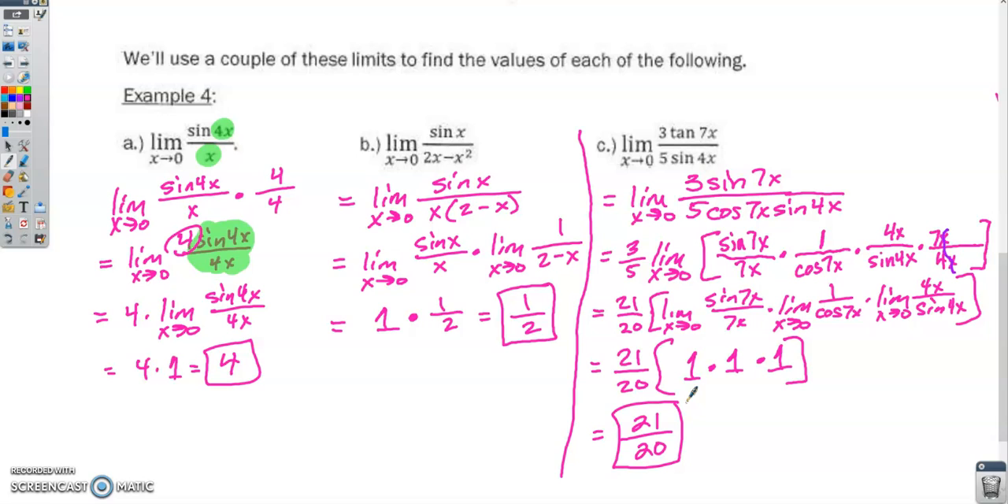All right, running up right against the time limit here. That takes us to the end of this video and the end of our lesson on the squeeze theorem.